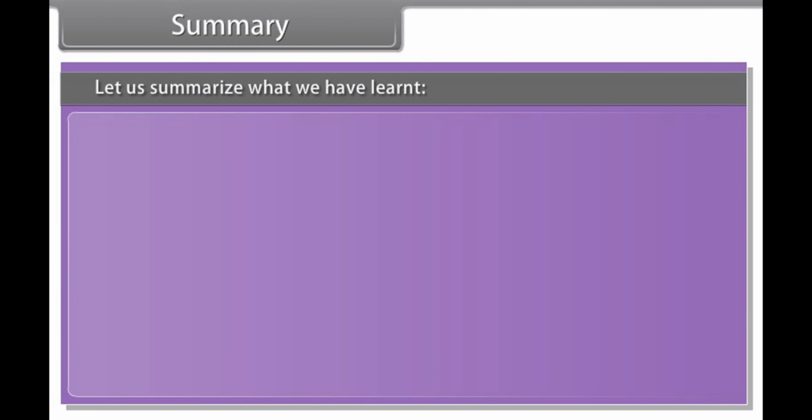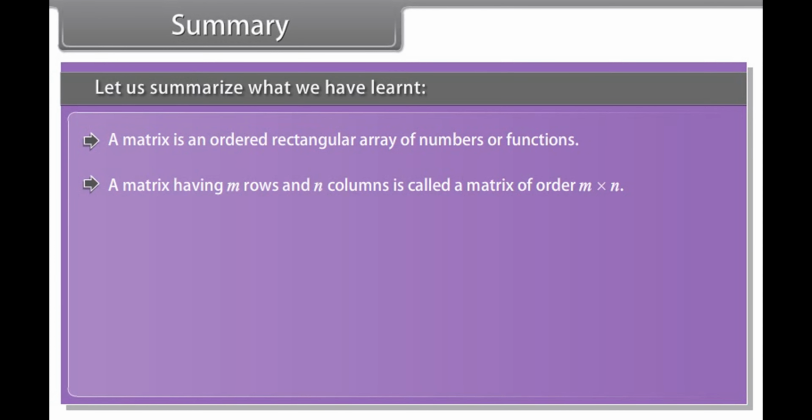Summary. Let us summarize what we have learned. A matrix is an ordered rectangular array of numbers or functions. A matrix having m rows and n columns is called a matrix of order m by n.